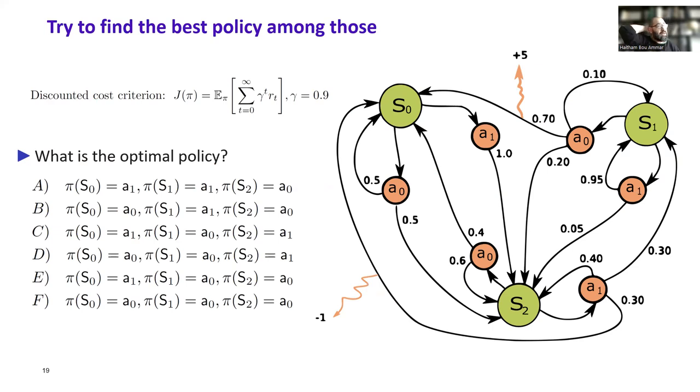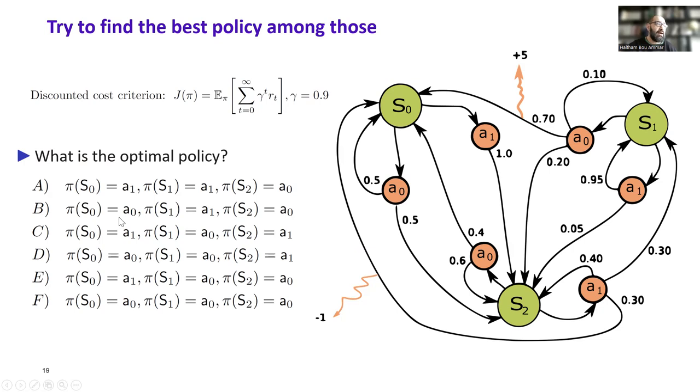Now, if we think about it, imagine you have this MDP, which is the same MDP here. The question to think about is: what is the best policy? I give you four different policies, and I'm interested in the discounted cost criterion. The first policy applies A1 at S0, A1 at S1, and A0 at S2. Another policy has A0 at S0, A1 at S1, and A0 at S2, and so forth. Then I ask you, what's the best policy?